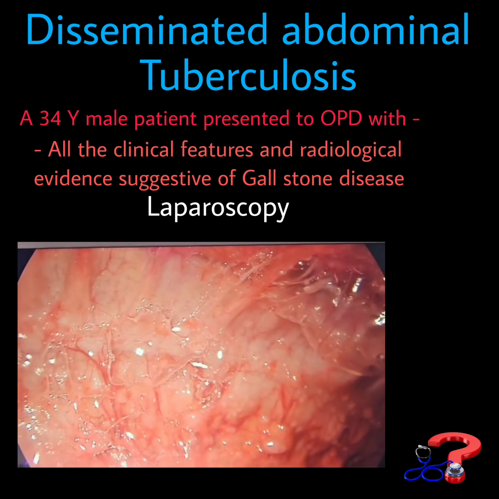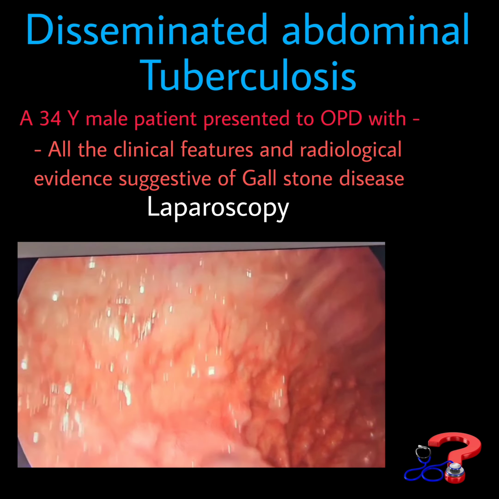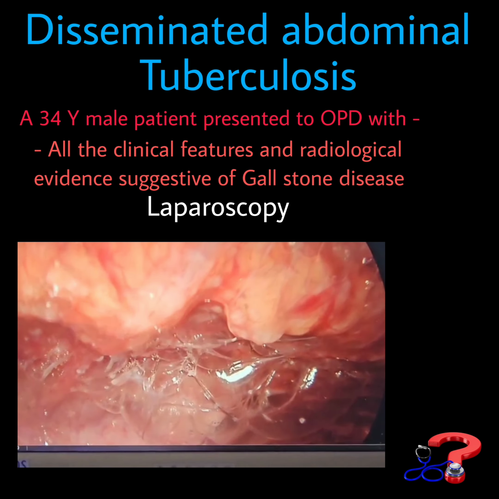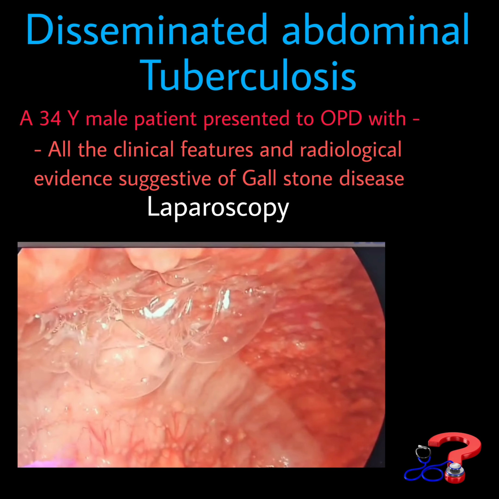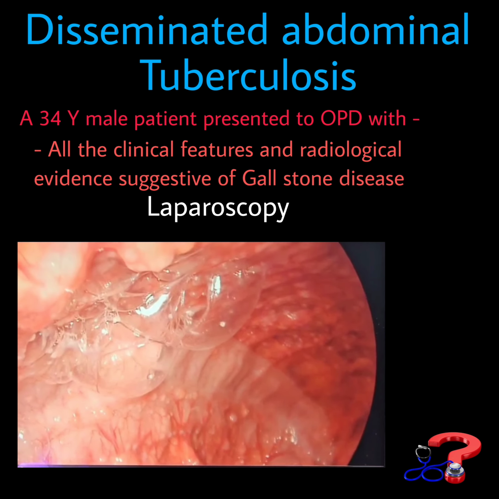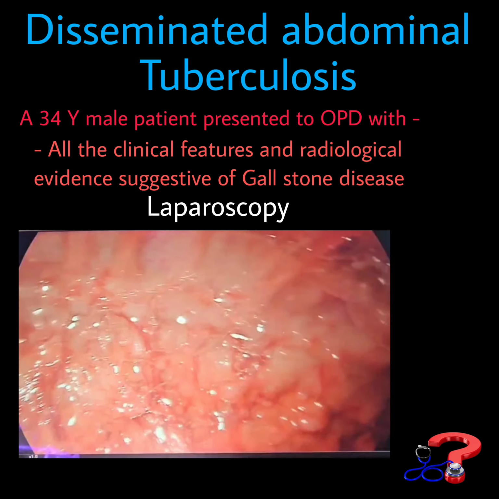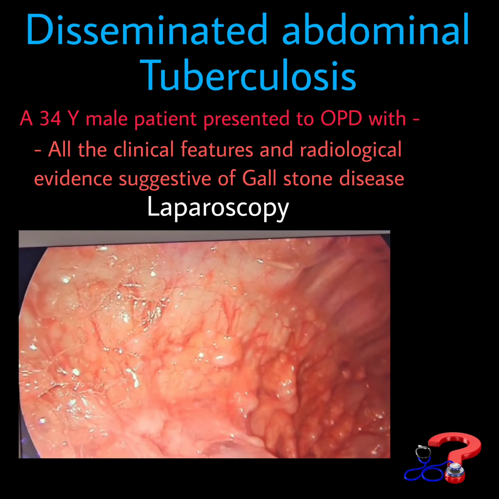Very interesting, right? It was a case of disseminated abdominal tuberculosis. It was a 34-year-old male who presented to our OPD with all the features of gallstone disease, or basically chronic cholecystitis, and was planned for laparoscopic cholecystectomy. During the intra-op, when we did the BL, we found these kind of tubercles all over the abdomen, along with multiple adhesions between the intestine and abdominal wall.